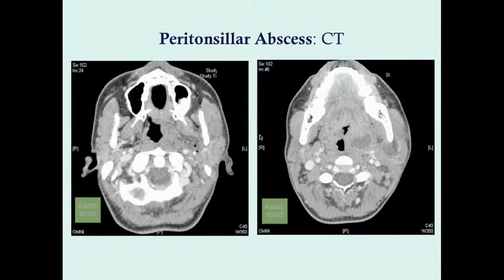Okay, let's see. We've got another one. So again, you see deviation of the pharynx laterally, and then, see, they didn't put any arrow. I think this is the abscess right here. I don't really see it up here.